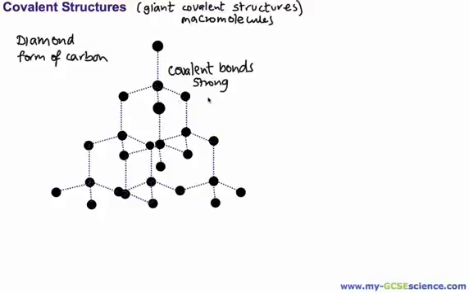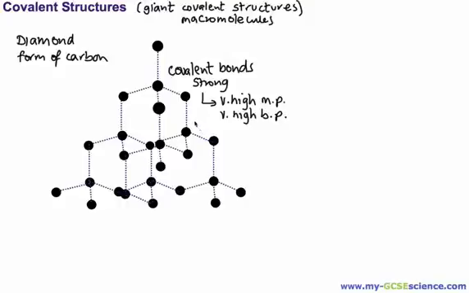And because of that very reason, diamond has a very high melting point. I'm going to be lazy and not write it out. And it also has a very high boiling point. It's because these atoms are so strongly linked by covalent bonds to their neighbours.